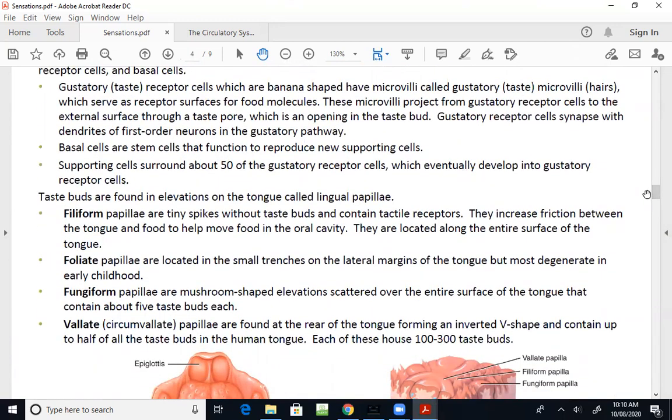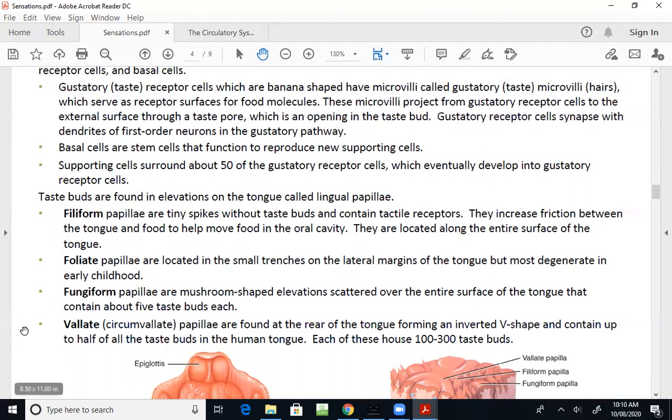When you come into contact with food, when you put stuff on your tongue, you feel that. You sense that as touch. It helps with feeling texture and things like that with regards to food and beverages that we ingest. They also help increase friction between the tongue and food, helping food move through the oral cavity, and are located over the entire surface of the tongue.